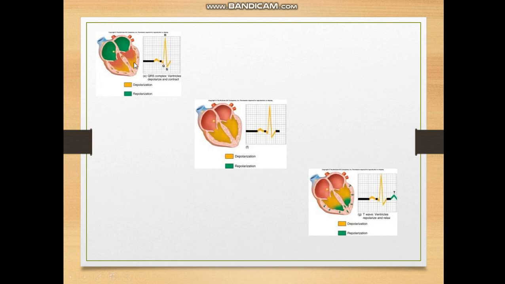Now this is the depolarization of the ventricles, the QRS complex. See, this is the QRS complex. Now the repolarization starts, the T wave. T wave means repolarization, the green part.